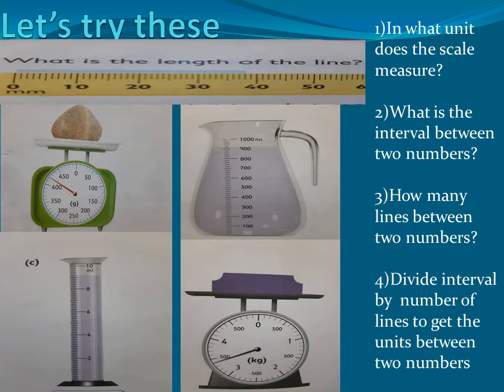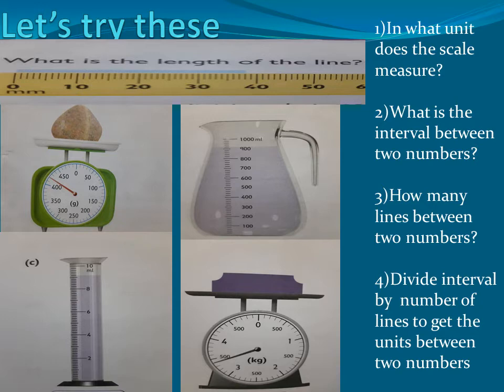What do we do? The process is still the same. Interval is 50, lines in between is 5. Now what do we do? 50 divided by 5 is what? Great, it's 10. So it means each of the lines in between the numbers represents 10 units, and we're going to be adding additional 10 units to each of the numbers.